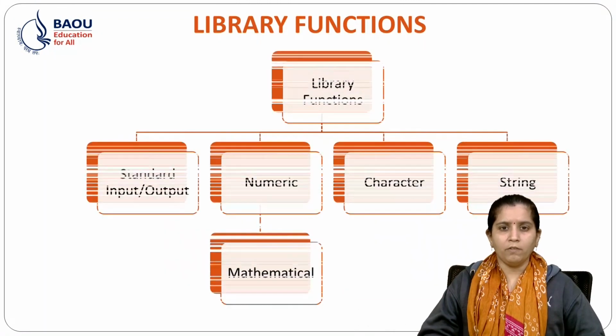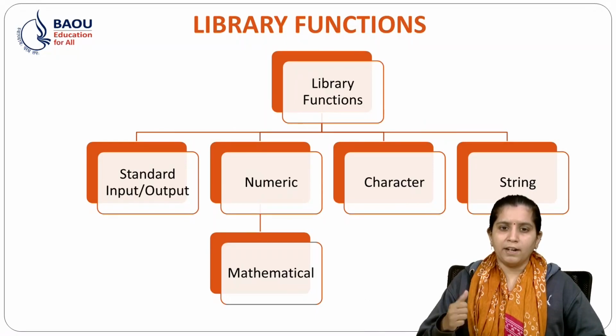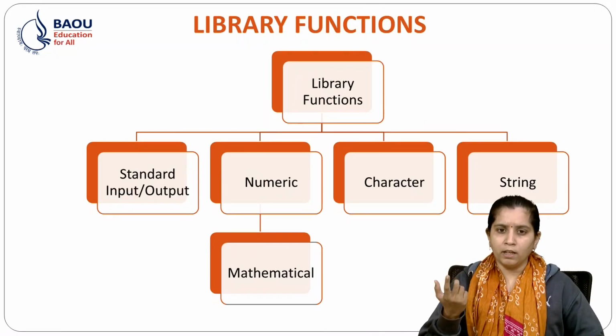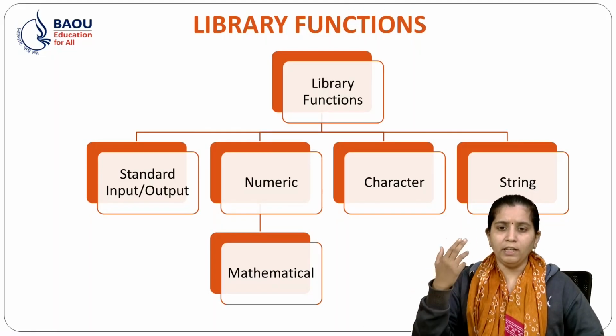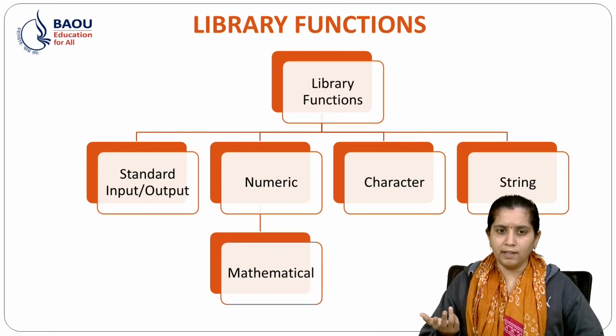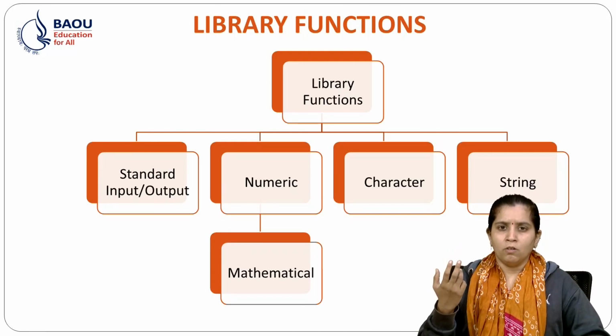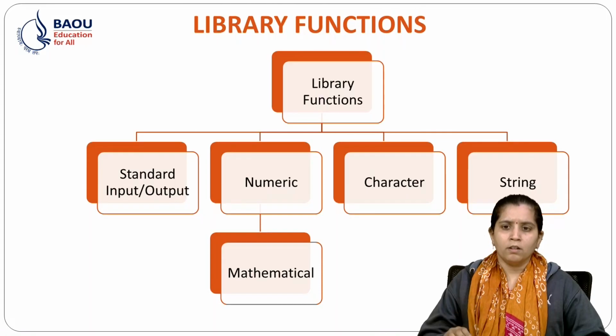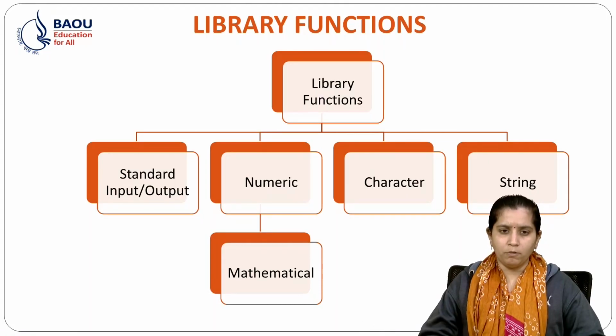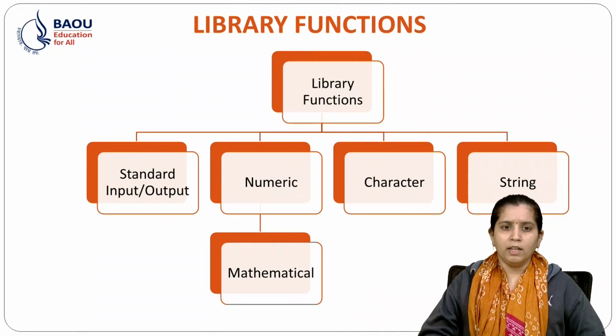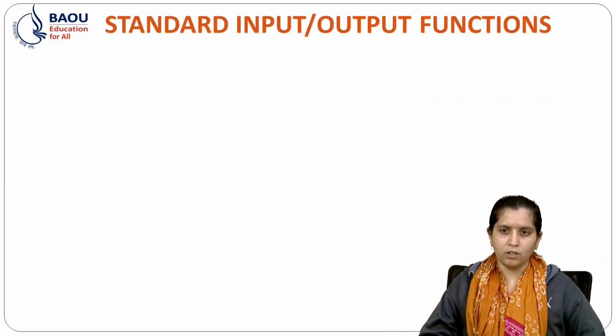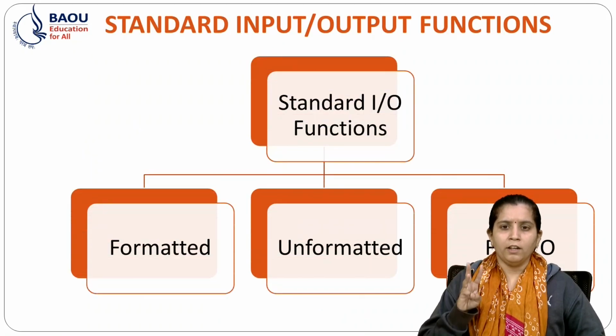So in library functions, we have standard input output, numeric, character or string. In numeric, we have mathematical library functions, as I said. So let's see standard input output functions. In standard input output functions, we have three different functionalities, that is formatted, unformatted and file input output.